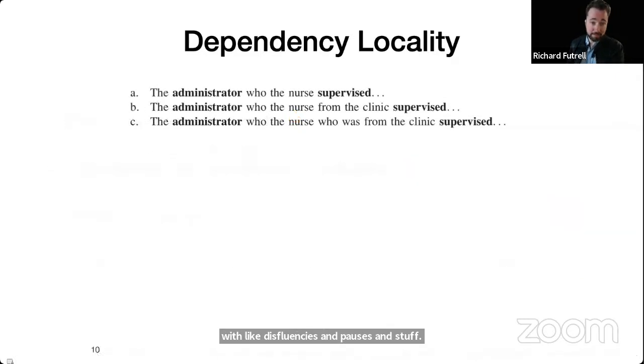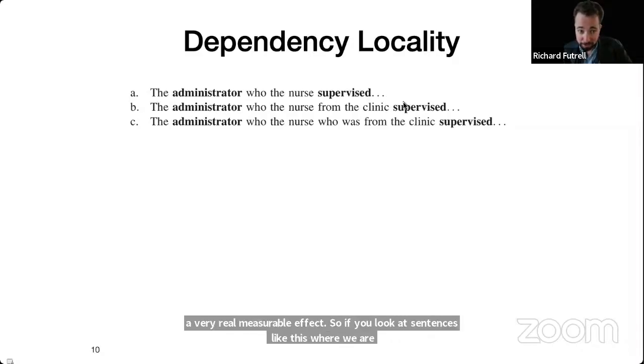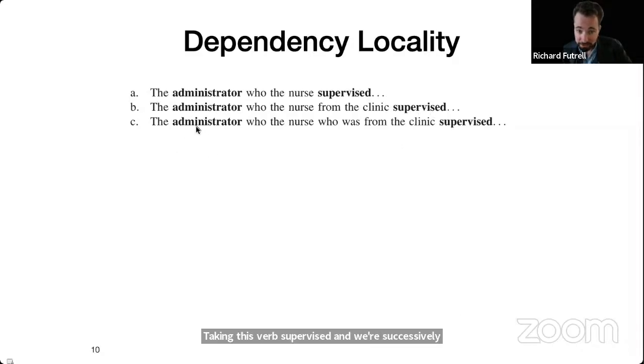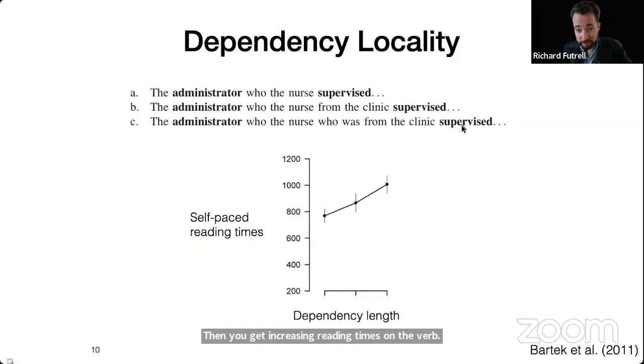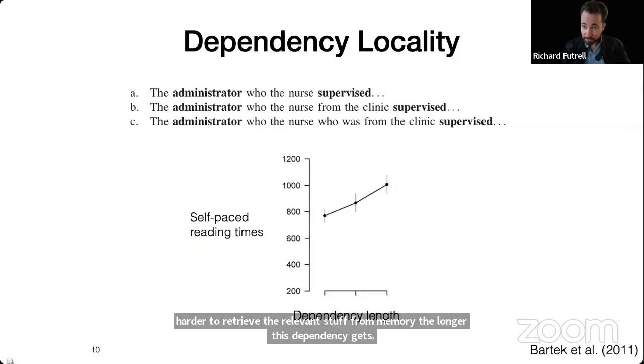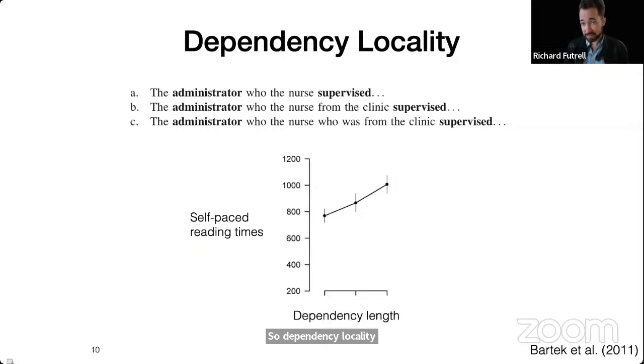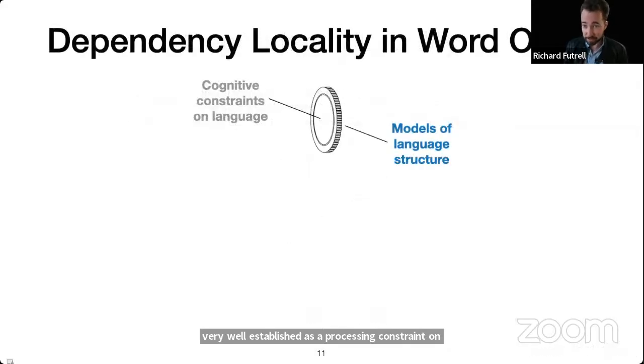So it's not only comprehension. This is a very real, measurable effect. If you look at sentences like this, where we are taking this verb, supervised, and successively making it farther and farther away from administrator here, which is its object outside the relative clause, then you get increasing reading times on the verb, corresponding to the fact that it's harder and harder to retrieve the relevant stuff from memory the longer this dependency gets. So dependency locality is very well established as a processing constraint on language. Long dependencies are associated with difficulty for reasons of memory.